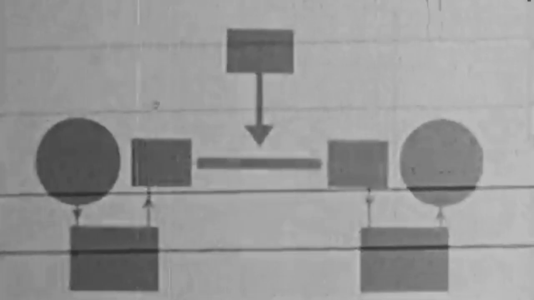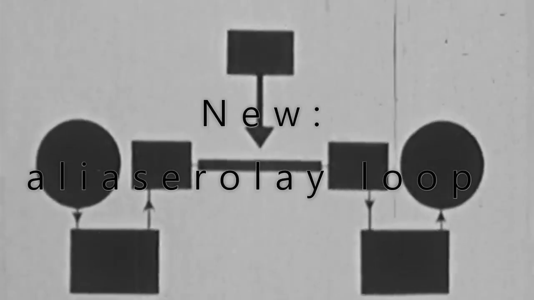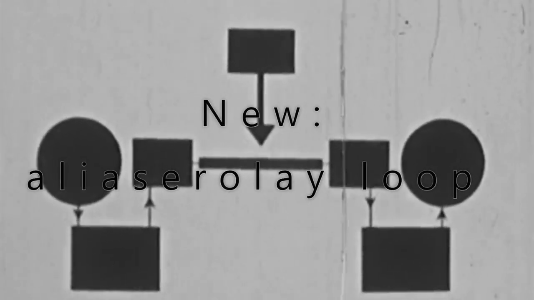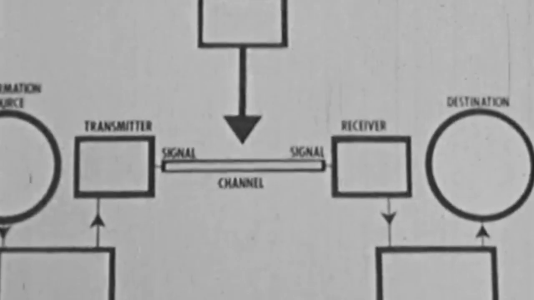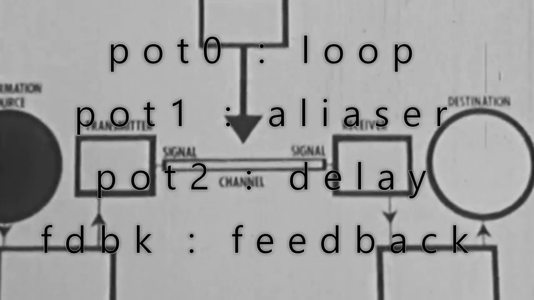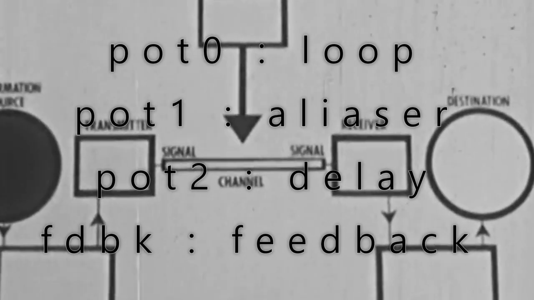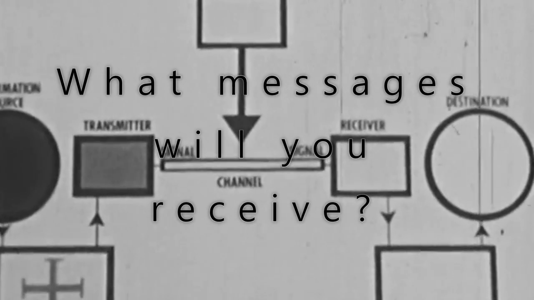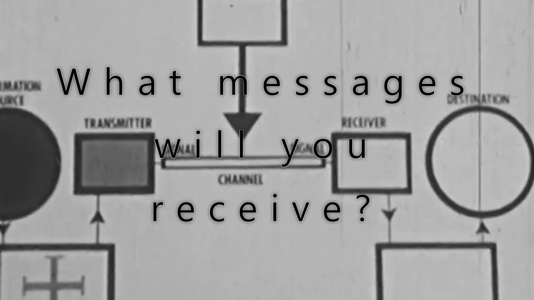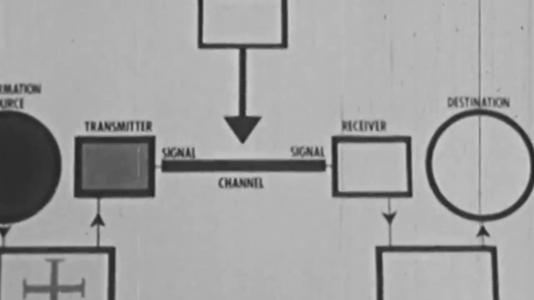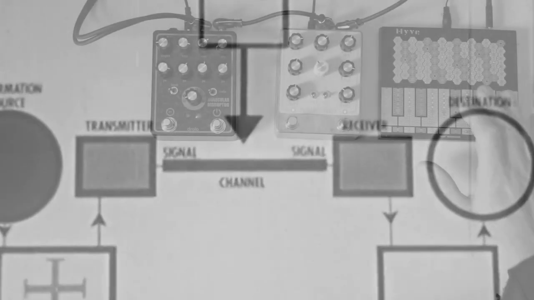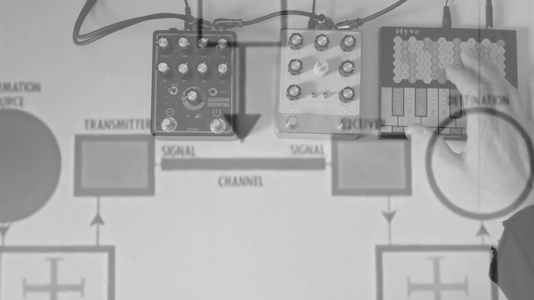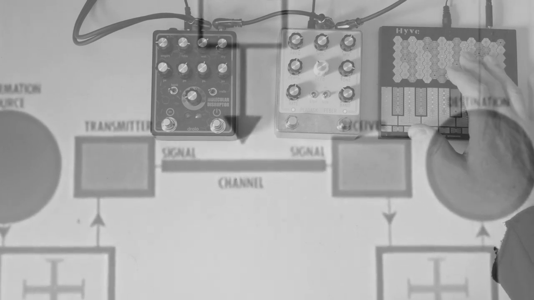Here is Claude Shannon's diagram by which almost any communication process can be schematically represented. The information source selects the desired message out of a set of possible messages. The transmitter changes the message into the signal, which is sent over the communications channel to the receiver, where it is decoded back into the message and delivered to the destination.